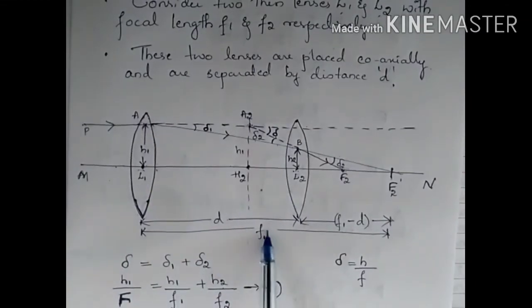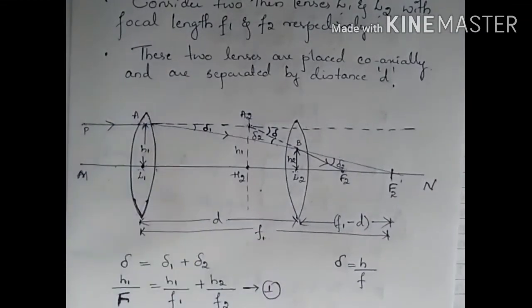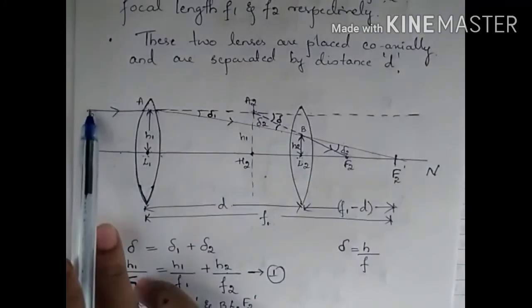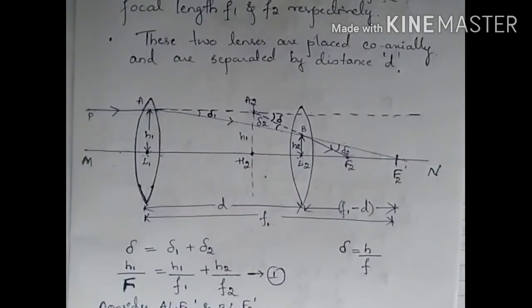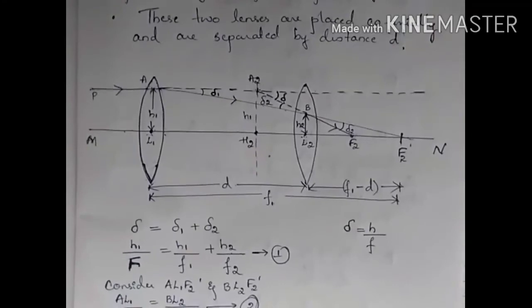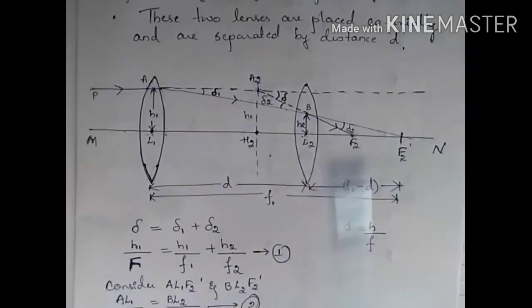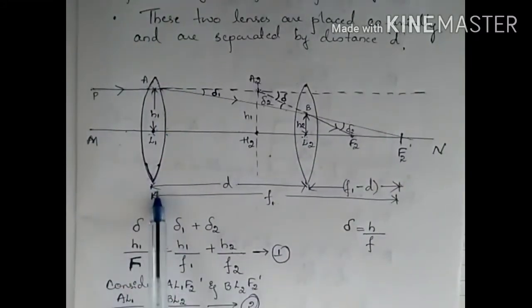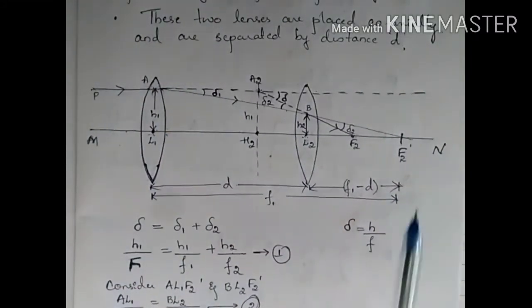We got f1 because the ray passing through the lens L1 is parallel to the principal axis MN. Whenever rays parallel to the principal axis fall on a converging lens or convex lens, the image will be formed at the focal point. With that in mind, we took this f2 prime as the focal point for the lens L1, and the distance from L1 to f2 is f1.